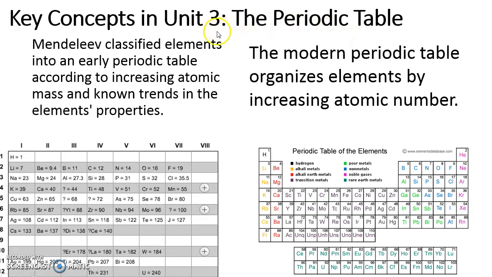One of the key concepts was Mendeleev, his original periodic table, and he classified that according to increasing atomic mass. That's different than the modern periodic table. The modern periodic table organizes elements by increasing atomic number, which we know now is number of protons. So hydrogen has 1 proton, helium has 2, lithium has 3. Mendeleev's original periodic table was slightly different in that it arranged them by mass instead of number of protons.